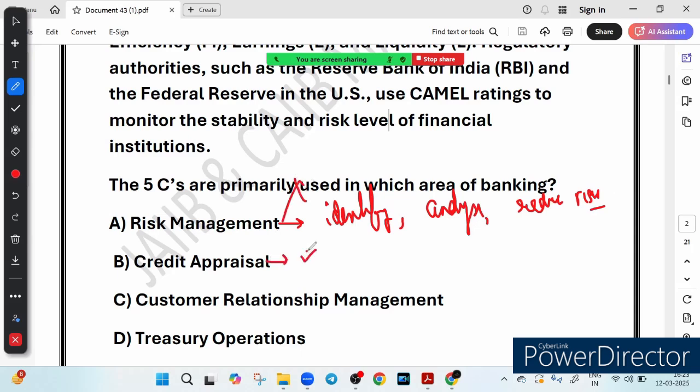Option B, credit appraisal. This is the correct answer. So these 5 C's of credit are used in credit appraisal, where the bank assesses whether a borrower is eligible for a loan. So let us simplify what these 5 C's are.